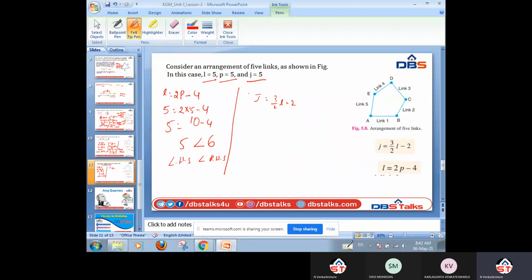How many joints are observed from the diagram? So see the links, what are the joints we are observing from the diagram. Those values we are substituting here, but they are to be balanced or equated using the formula 3/2 into the number of links minus 2.